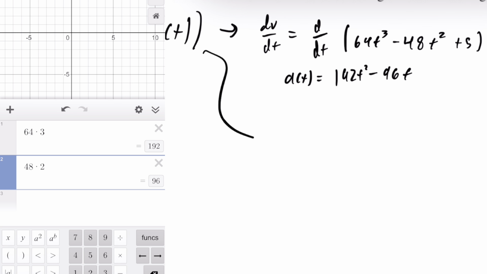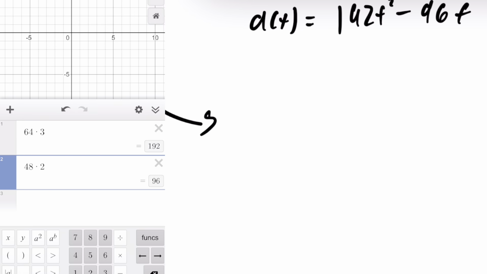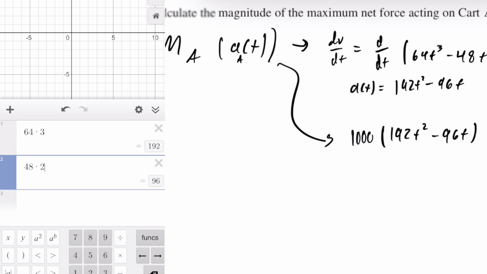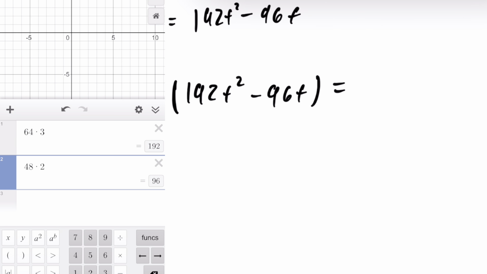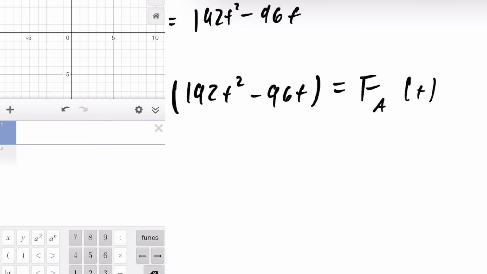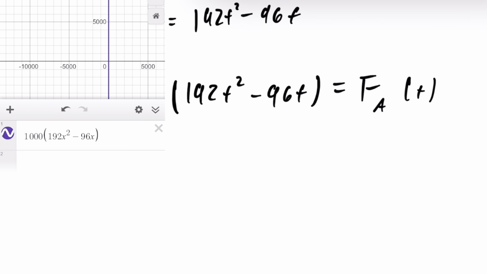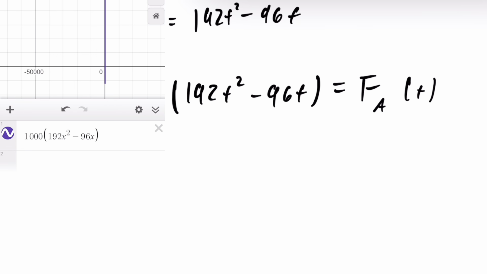In order to get force as a function of time, I'll just multiply by the mass of cart A, and here's my force as a function of time, f of t. And now on this exam, you will have Desmos. So let's just plot this. 1,000 times 192x squared minus 96x. This may look like straight lines, but it's actually a parabola. It's just a really big parabola, and there's the vertex.